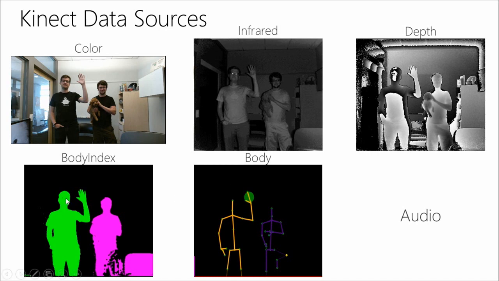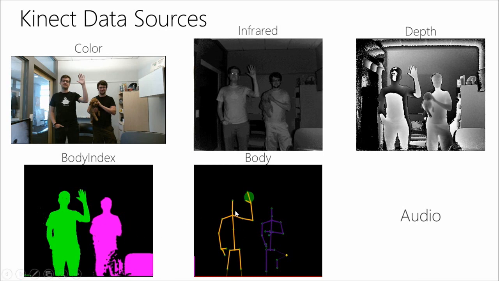Body index is basically saying, hey, we recognize that there's a person or there are people here. So we see Patrick there in the green, and we see Oscar there in sort of the pinkish color. You notice that because Oscar's standing close to this chair, it thinks that the chair is part of him. So there's some things you can do to work around those types of things.